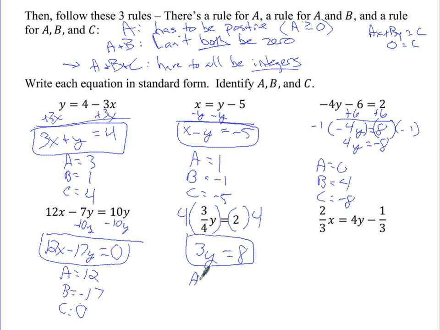A equals 0, B equals 3, and C equals... You can't have A, B, or C be a fraction or a decimal. If it is, it's wrong. So you need to adjust your equation. For this last one, all kinds of stuff is wrong here. What do we need to do first?